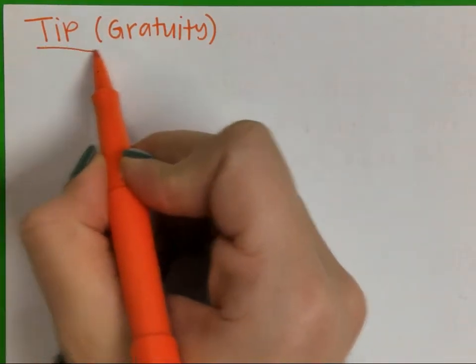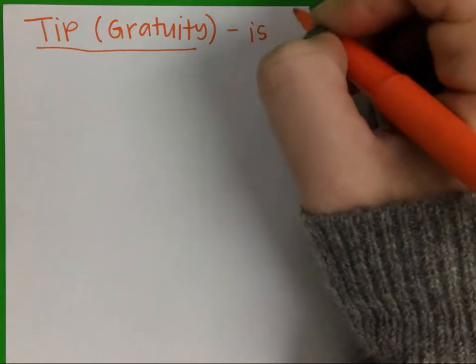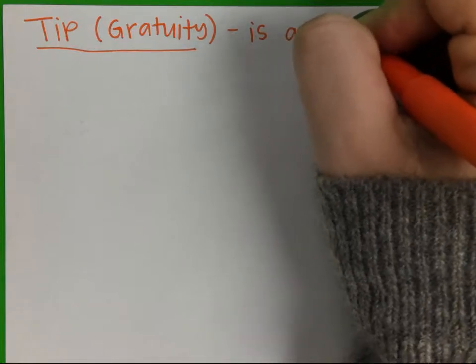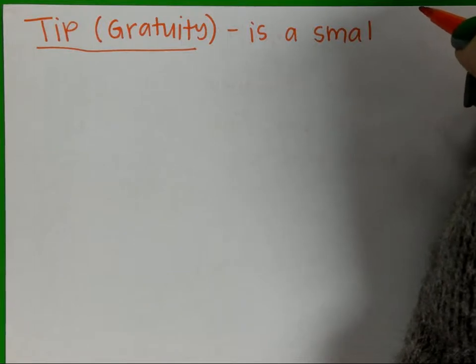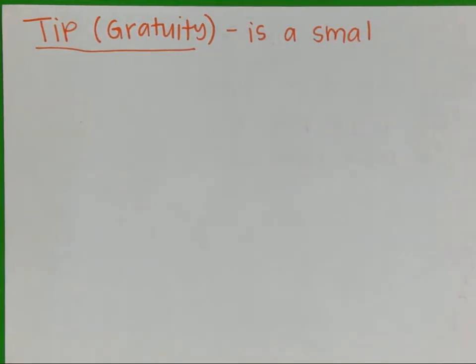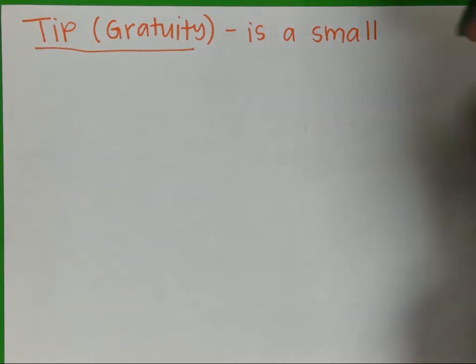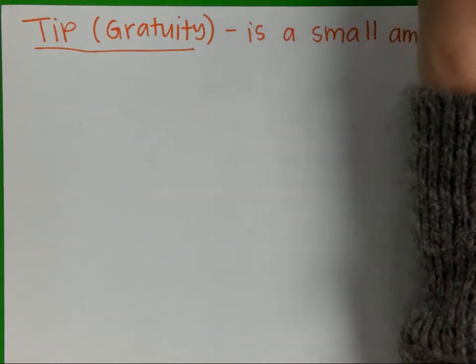Okay, so what is a tip? It's a small amount that you give in return for some type of service. When we go to a restaurant and we tip our waiter, it's because they served our food. They were bringing us our food, taking care of us, so we're giving them money in return for that service of serving our food. So it's a small amount of money.